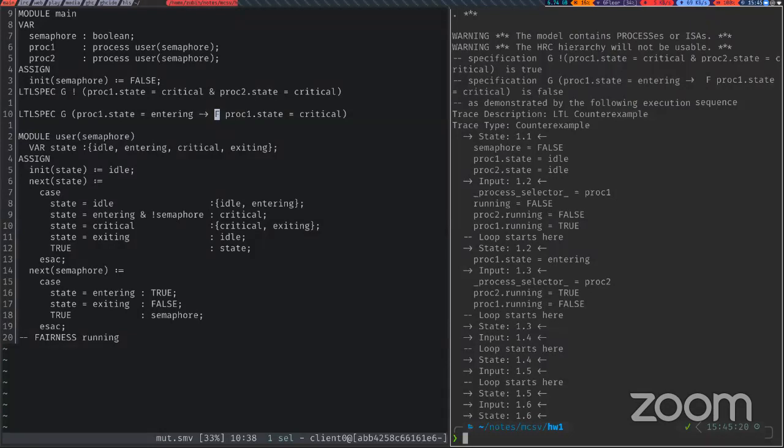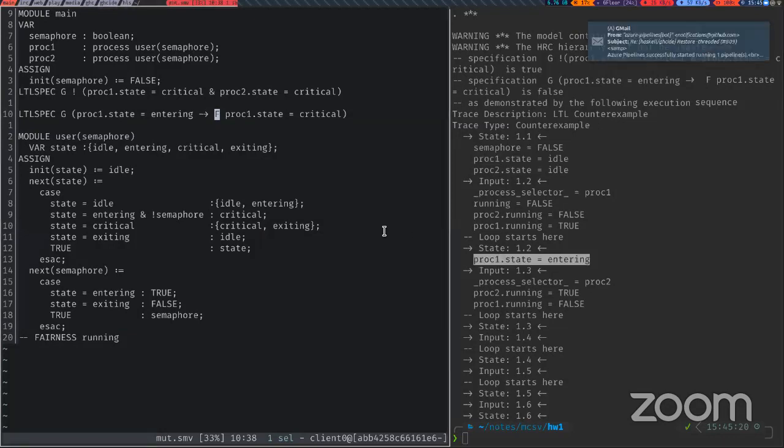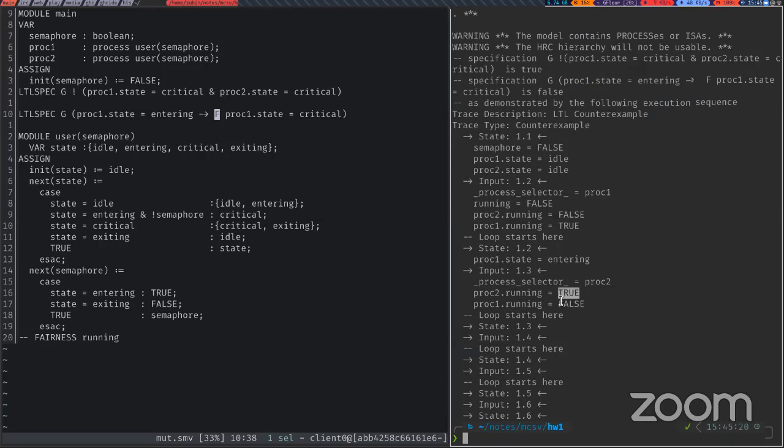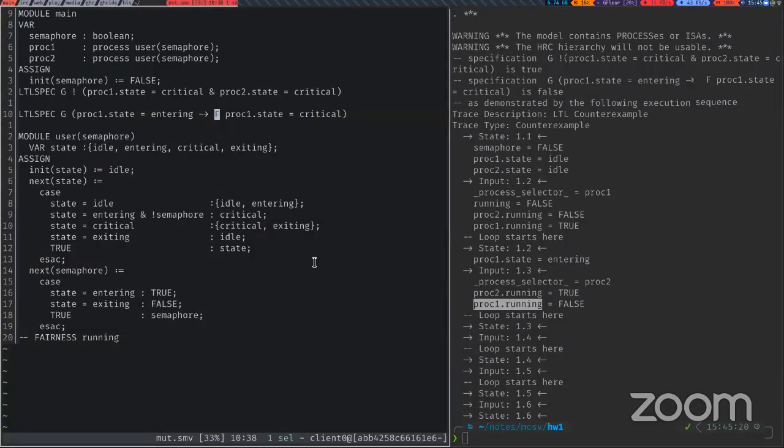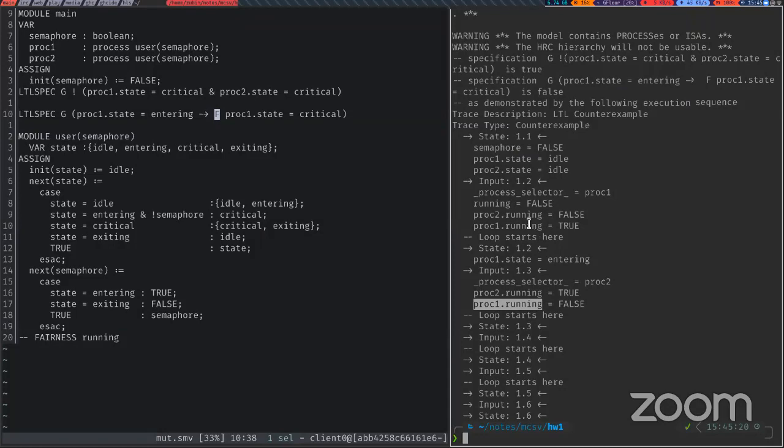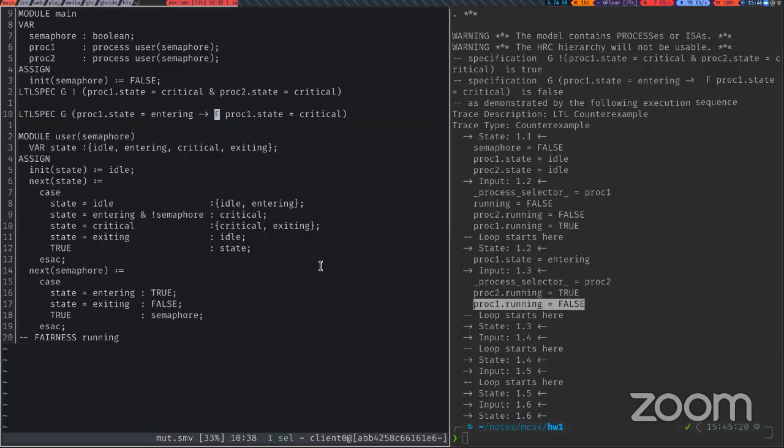The counterexample generates some states. Both processes are in the idle state. Then process 1 goes into the entering state, and then nothing happens. So process 1 doesn't run anymore.